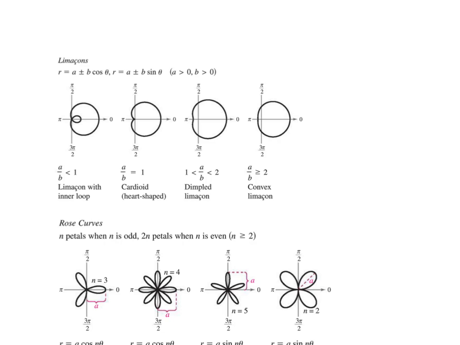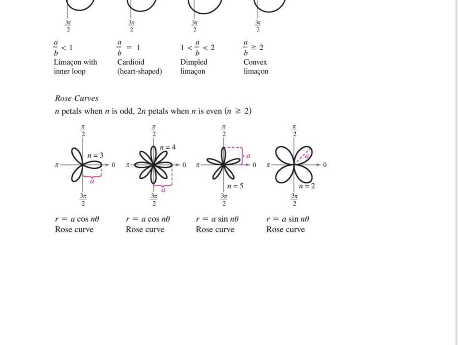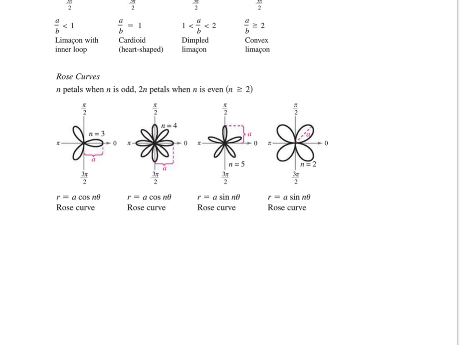Here is a reference on ways to remember. If you look at the equations, if it's a plus or minus something cosine theta, or a plus or minus b sine theta, and they're both positive, you're going to make a limaçon. If you're multiplying theta by something, you can look at what theta is being multiplied by and make something with petals. When n is odd, n petals, and 2n petals when n is even. So there's a way to remember that.